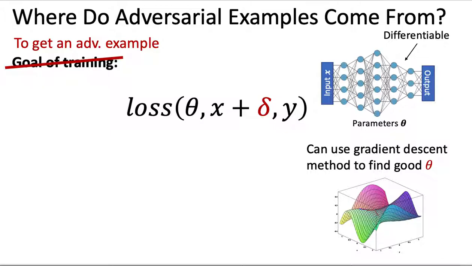Of course, if I just set up this problem exactly like that, it will not give me an interesting solution. If I take delta to be just the difference between the current example and an example from a different class, clearly the loss will be very high, but that will not be an interesting adversarial example, because the perturbation will completely change the picture.